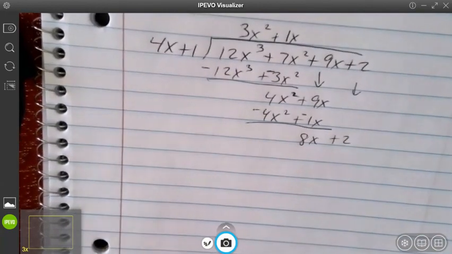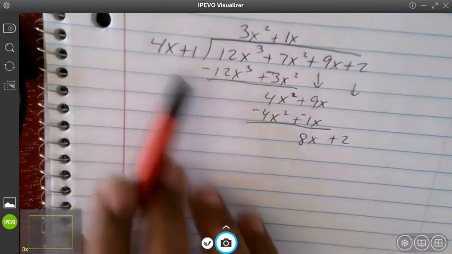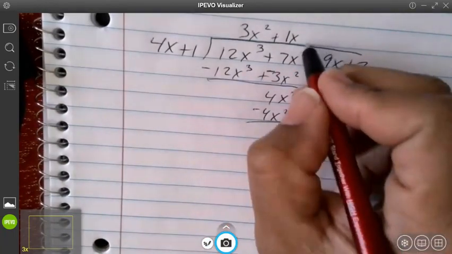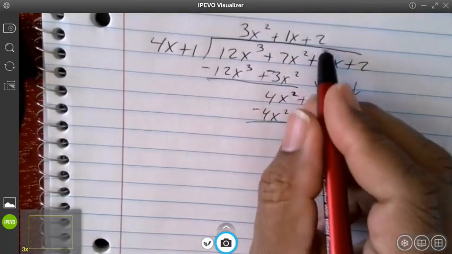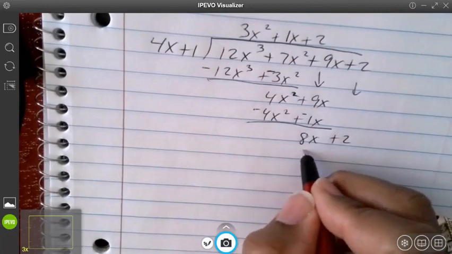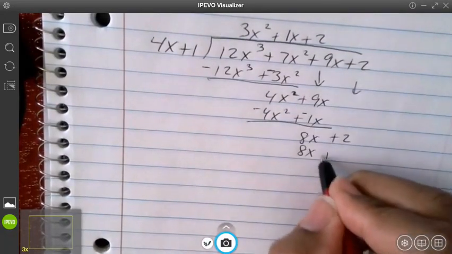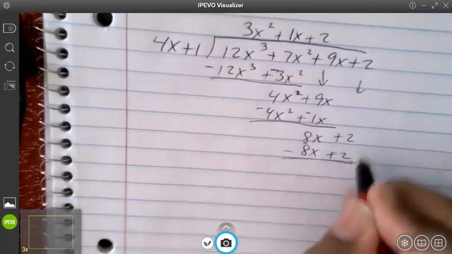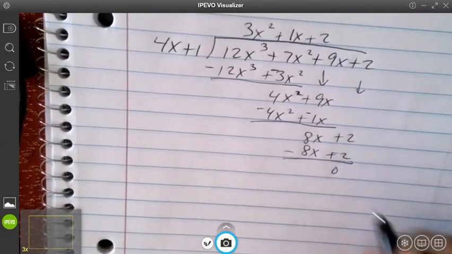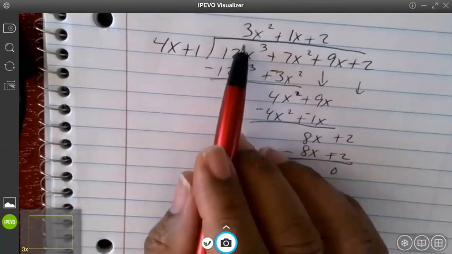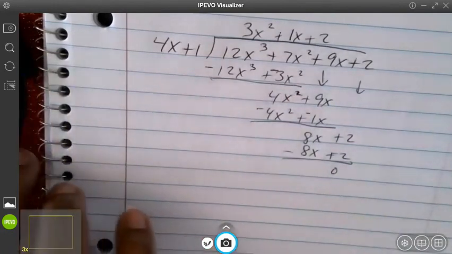Okay, so now we do the same thing here. What times 4 gives you 8 will be 2. 2 times both of those. 2 times 4x is 8x. 2 times 1 is 2. And you can see right here, all of those cancel out and you get 0. So your answer would be 3x squared plus 1x plus 2.